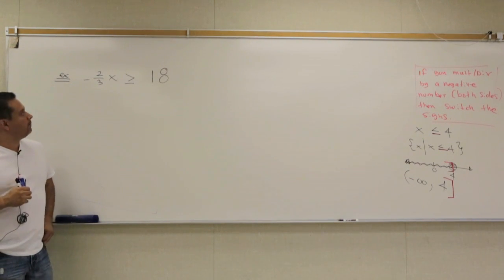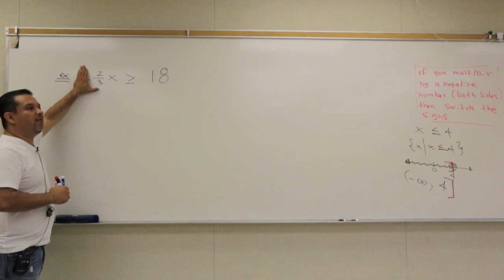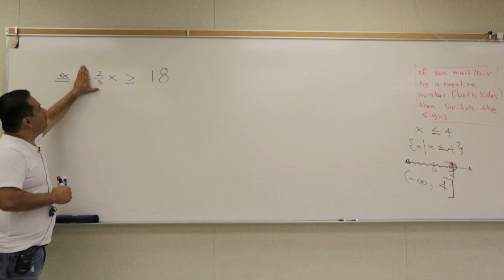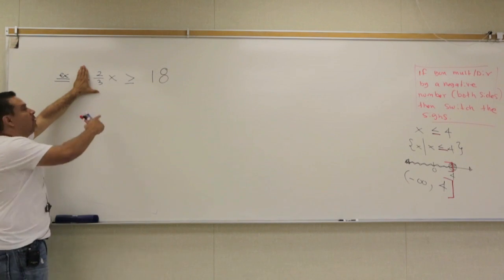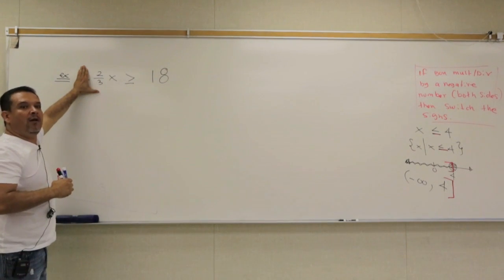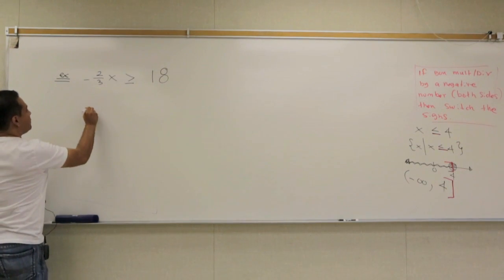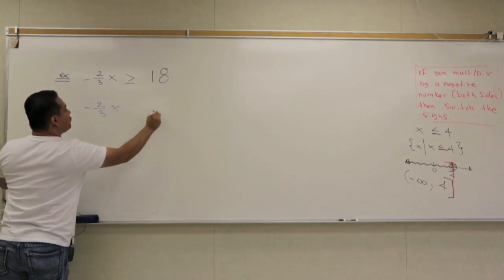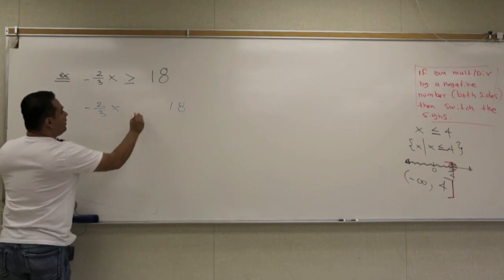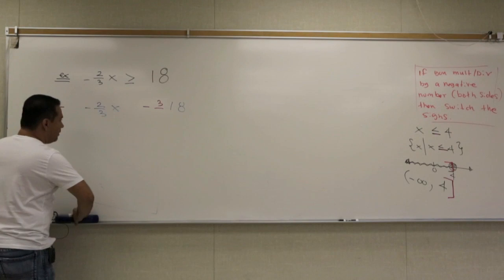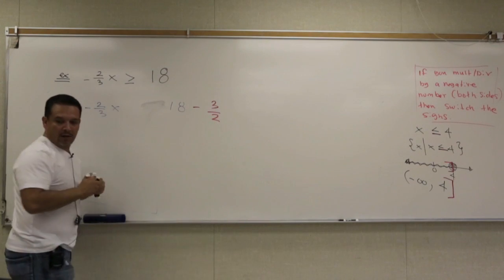Do you remember, if this was an equation, and you had a fraction times that variable, what would you do to get rid of that fraction? You multiply both sides by the reciprocal of 2/3. What's the reciprocal of 2/3? 3/2. But because this is negative, multiply by the reciprocal, and make sure you put the sign as negative. Now it's negative 3/2 to both sides.